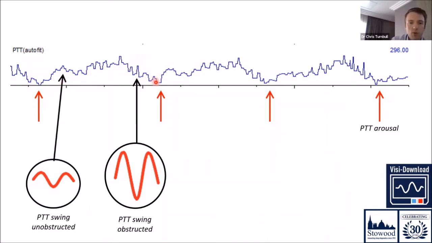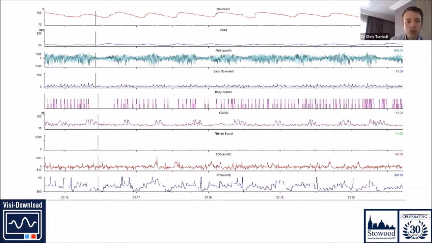You then have this stepwise change in the PTT signal when the patient arouses, and that occurs time and time again. So that's one way that we would often try and distinguish between central and obstructive sleep apnea, because this increase in amplitude you'll only get with upper airway obstruction and not with central sleep apnea. Unfortunately, we can't do that at the moment because our inpatient lab is shut. So we instead went for a repeat sleep study, and this is what we found.